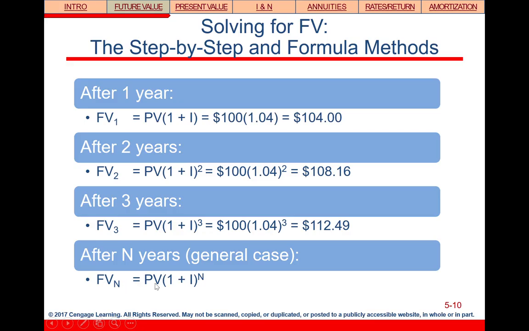So if we continue like this, after n years, in the general case, the future value after n years should be equal to the present value times 1 plus I to the power of n. I is the rate of return, and n is the number of years, right? So this is the general equation for you to calculate the future value of a lump sum.